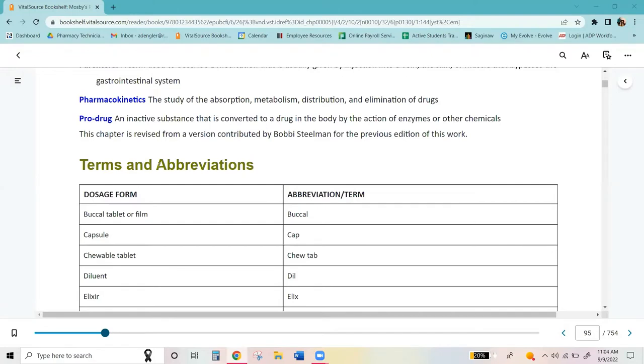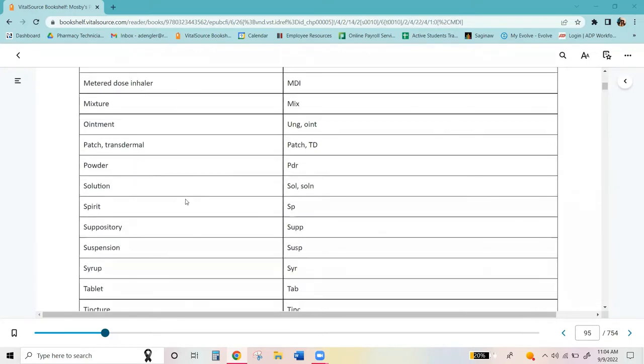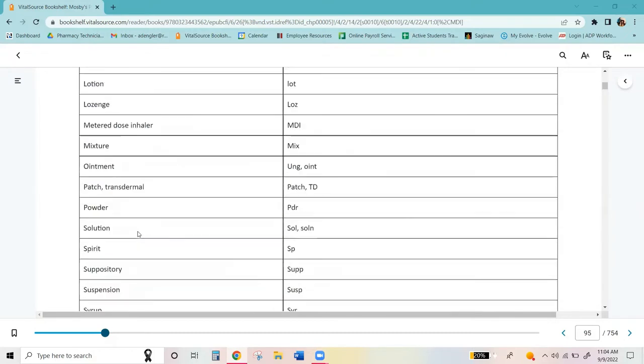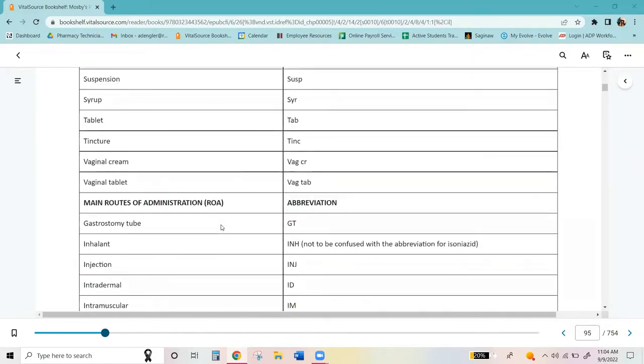We have this table here of common terms and abbreviations. It's a great table to study, especially for help with this chapter. We will go over these throughout the chapter, but I highly recommend making some flashcards for these and for SIG codes. It will definitely help you throughout the program, throughout this course, and of course to prep you for your national exam and for the job you're going to do.